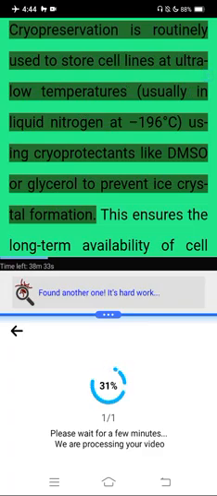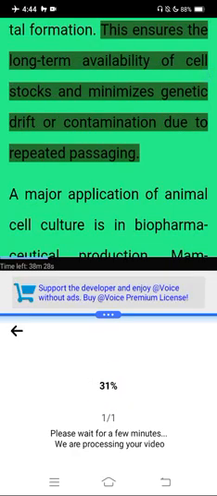Cryopreservation is routinely used to store cell lines at ultra-low temperatures, usually in liquid nitrogen at -196 degrees Celsius, using cryoprotectants like DMSO or glycerol to prevent ice crystal formation. This ensures the long-term availability of cell stocks and minimizes genetic drift or contamination due to repeated passaging.